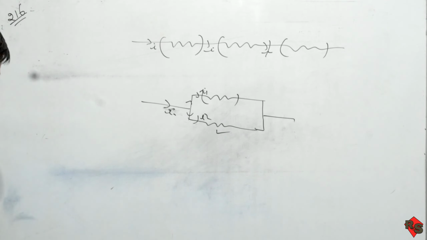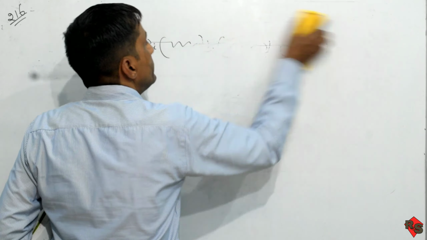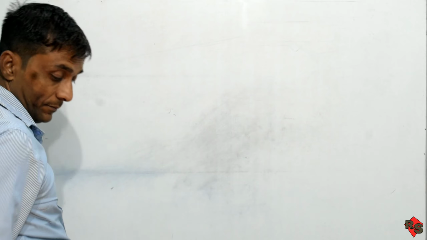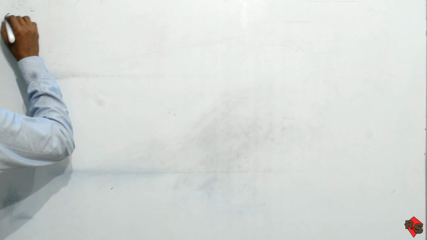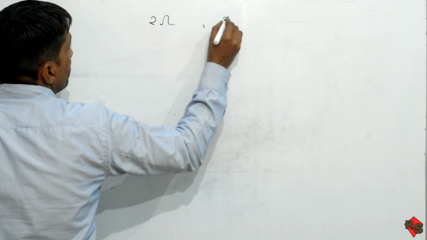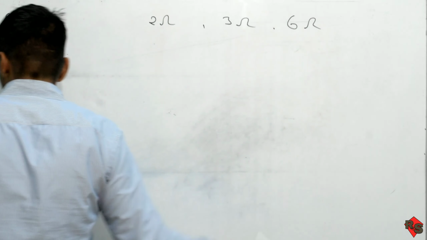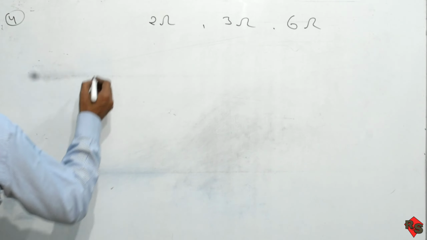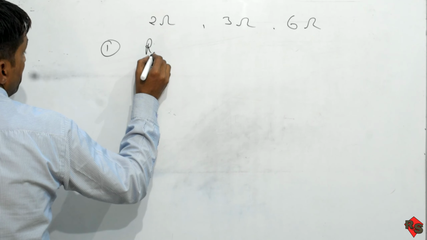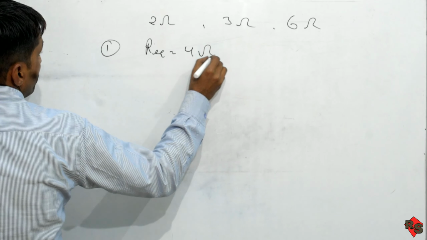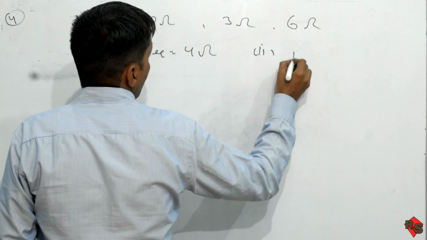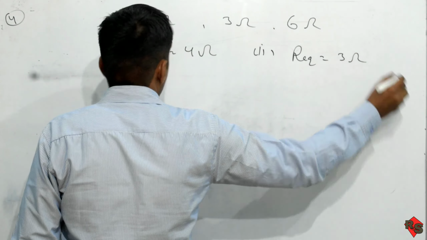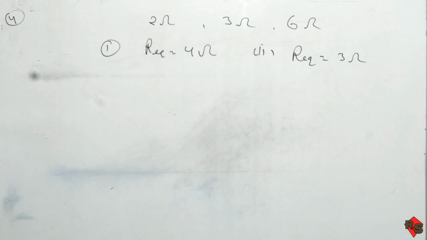And the next question, question number 4. How can three resistors of resistance 2 ohm, 3 ohm and 6 ohm be connected so that the equivalent total resistance is 4 ohm and 3 ohm? First, R equivalent 4 ohm and R equivalent 3 ohm. Okay, simple question.